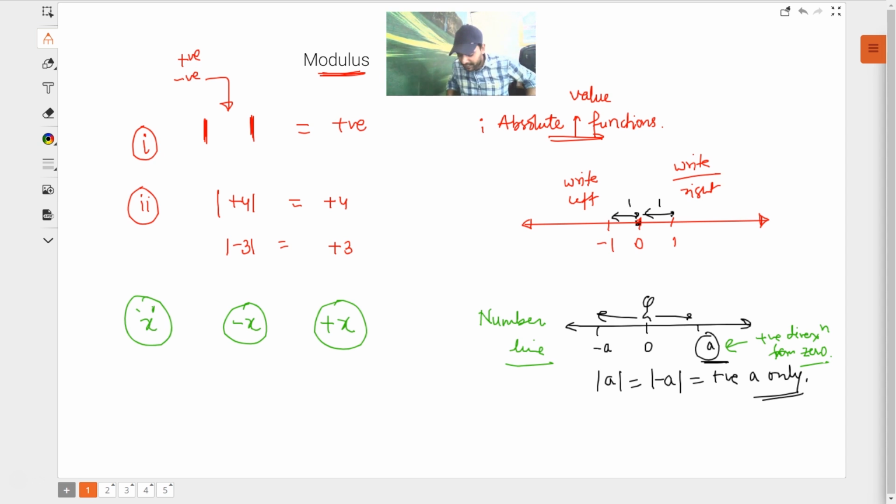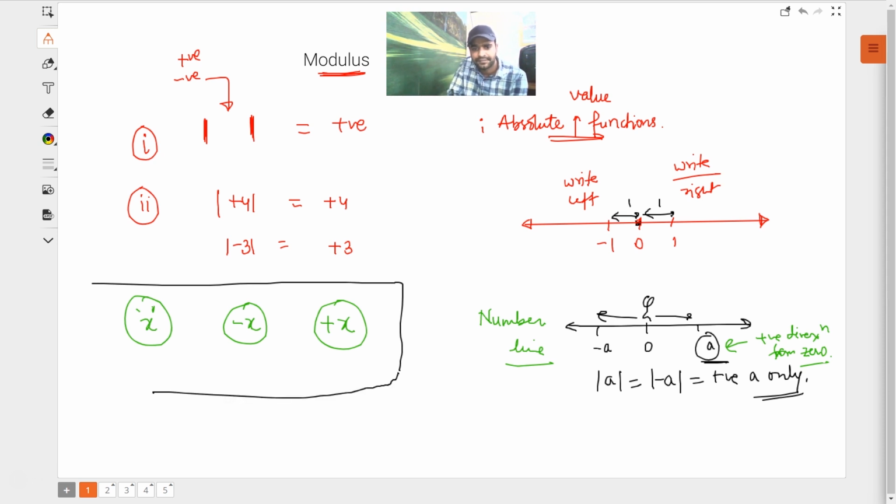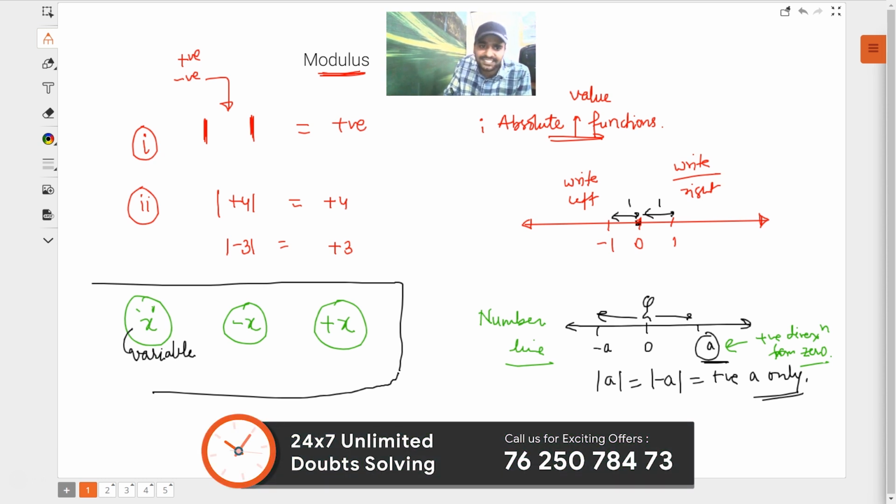Can anybody out there tell me which one is positive and which one is negative? Anybody out there? No, because this x is what? This x is a variable. It can take positive as well as negative values, right?